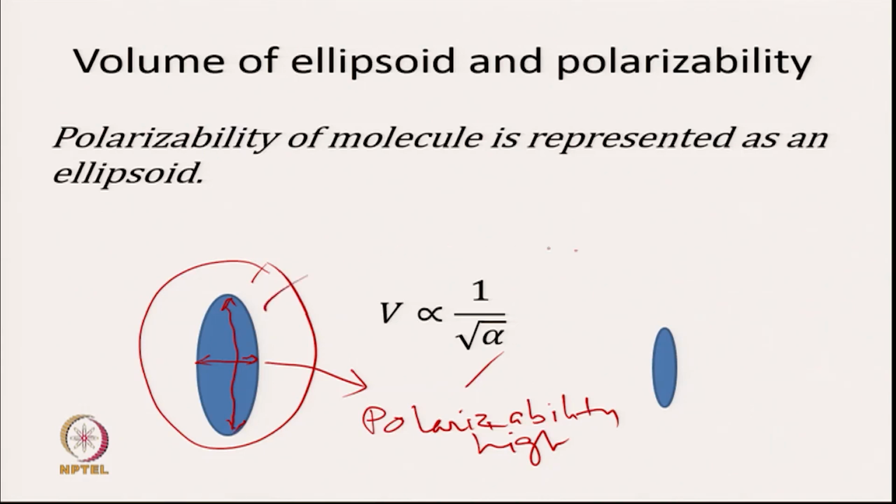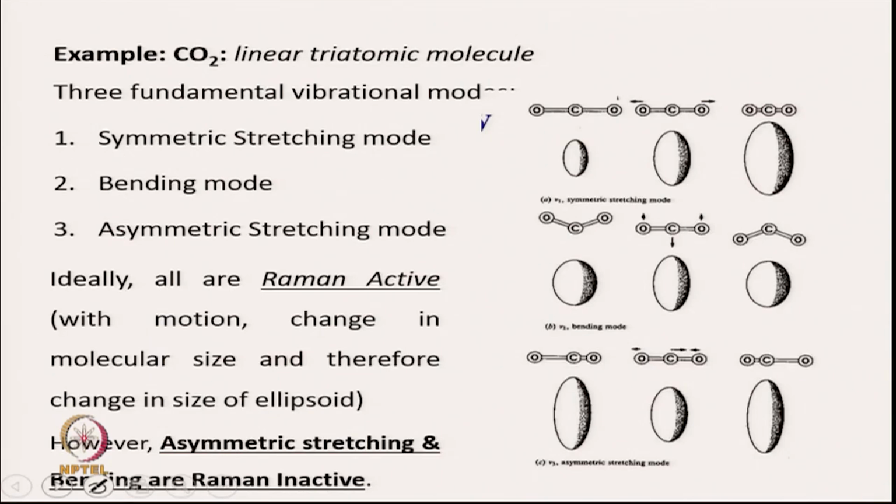And now you compare the volume of the two ellipsoids, and you can tell in which one polarizability is high. Now, let us think about CO2. Suppose I want to know whether the different vibrational modes of CO2 are Raman active or not.